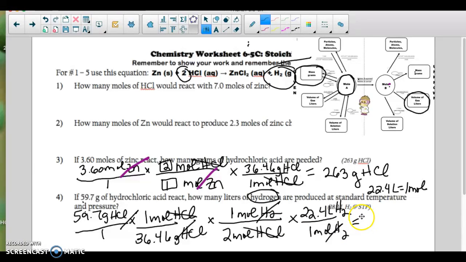I'm going to put this in my calculator, and the way that I'm going to do it is 59.7 times 1 divided by 36.46 times 1 divided by 2 times 22.4 divided by 1, and then enter. You can use parentheses in the denominator if you want to. So when I do this, my calculator tells me it's 18.33900, lots of numbers. So I'm going to want to have 3 sigs. So my answer is going to be 18.3 liters of hydrogen.